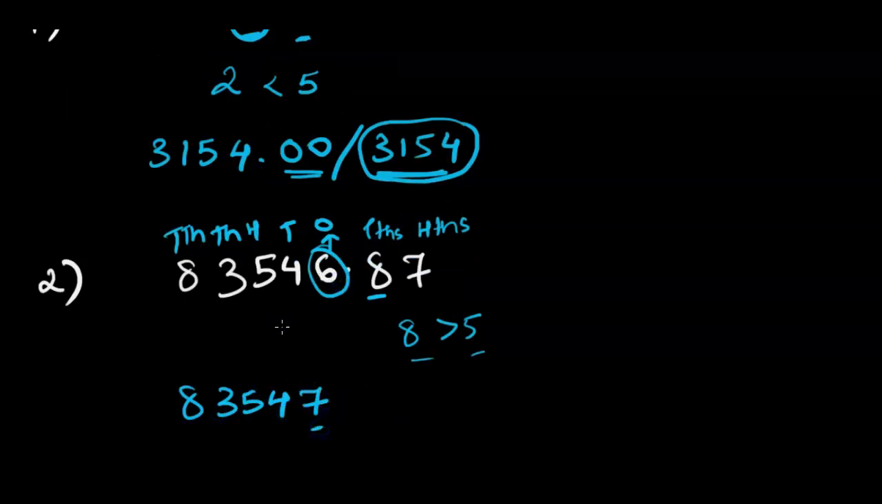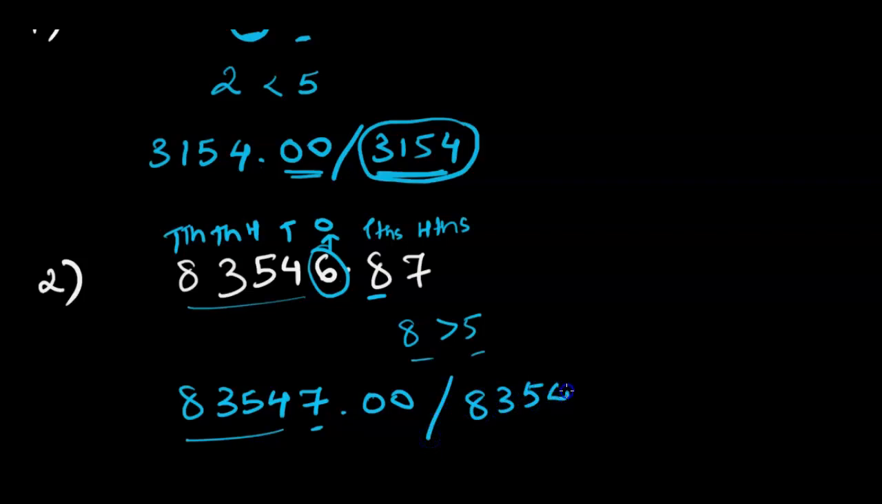It has gone 1 up. Everything before that stays the same. Everything after the rounding digit turns into a 0. We can put these zeros with the decimal, or we can just leave the number as 83547. This and this mean the same thing. And this is how we round decimal numbers to the nearest whole number.